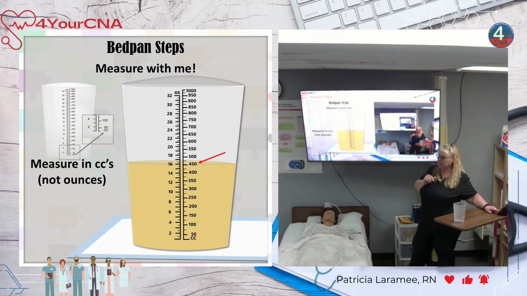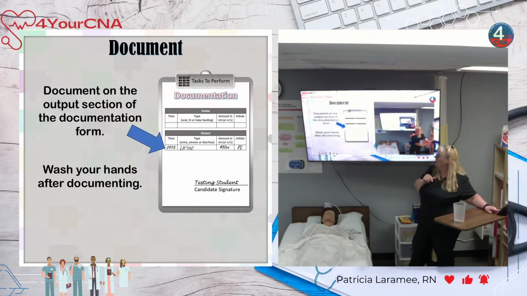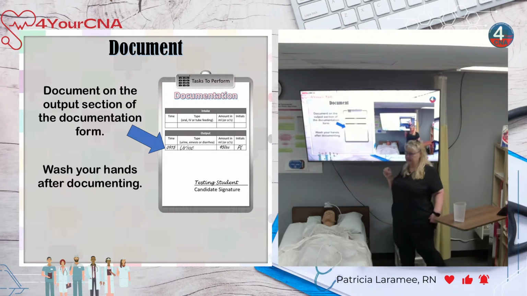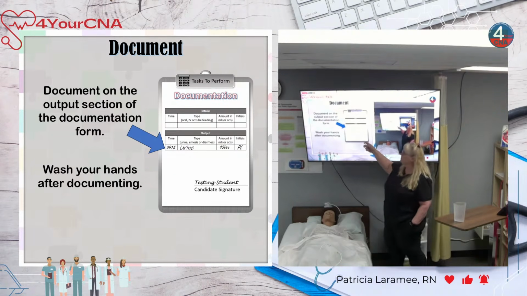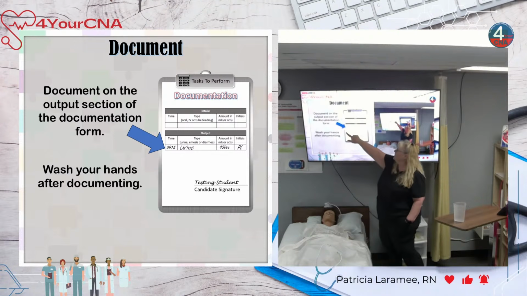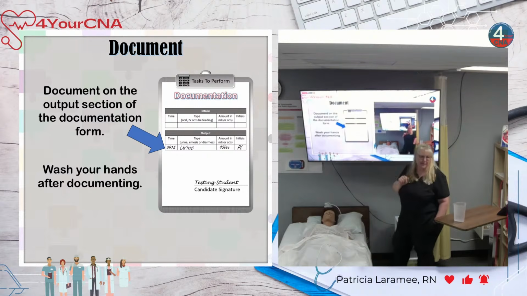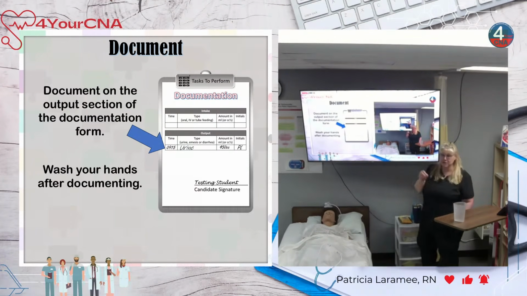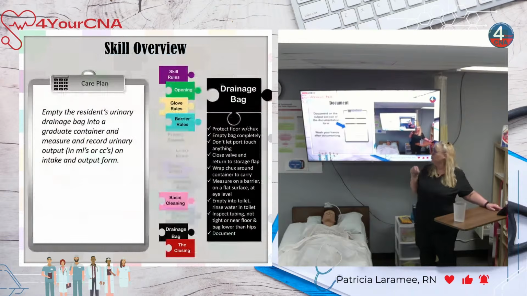Good? Good. Okay. And we have to document this. Anything we measure, we have to document. So this is the intake and output sheet. This is on page 169 of your book. But this is what we're going to document on. Down here under output is where you want to document this. If you put it in the intake section, you are saying that this patient drank urine. So output, make sure you're putting it in the right place.